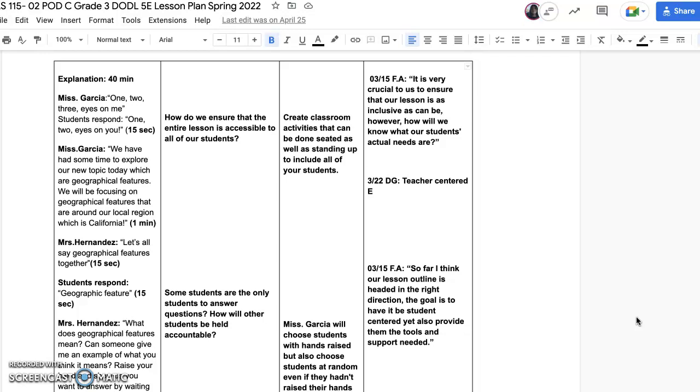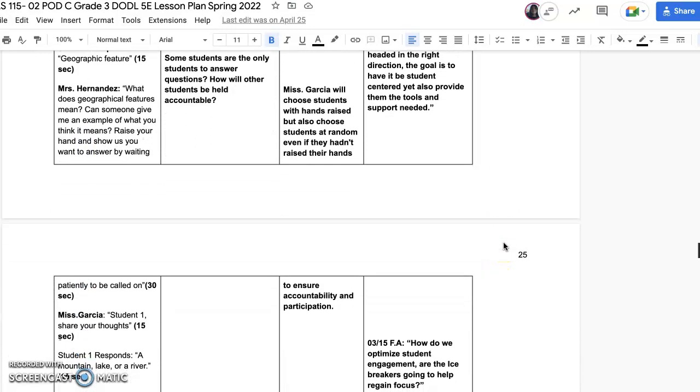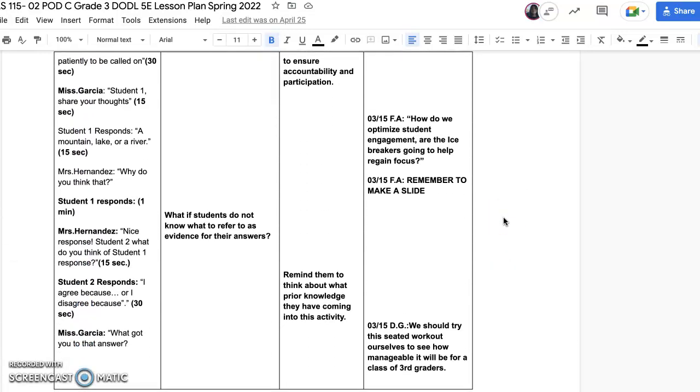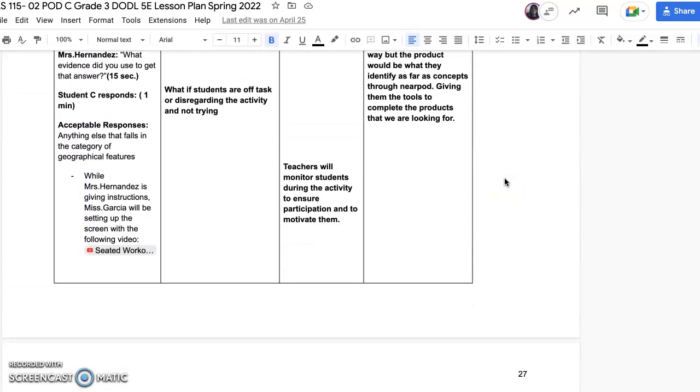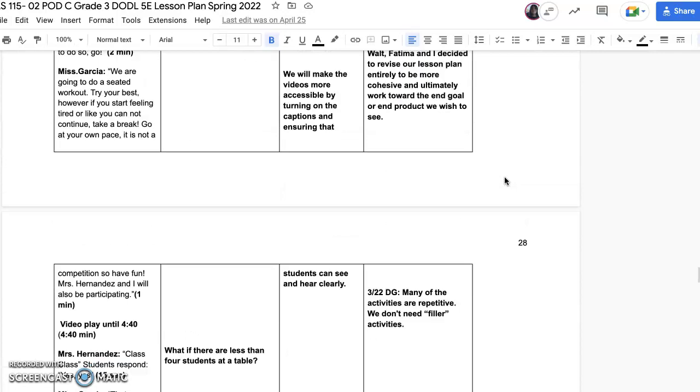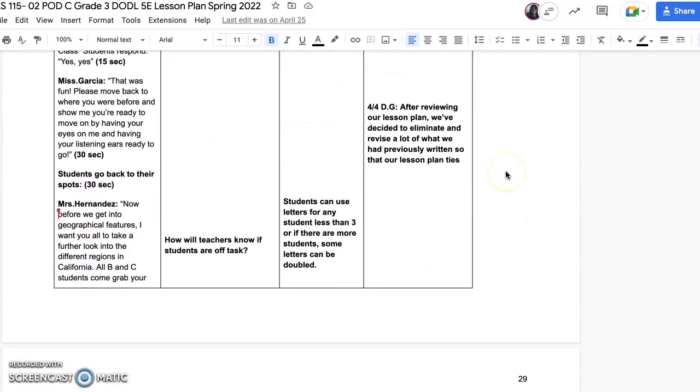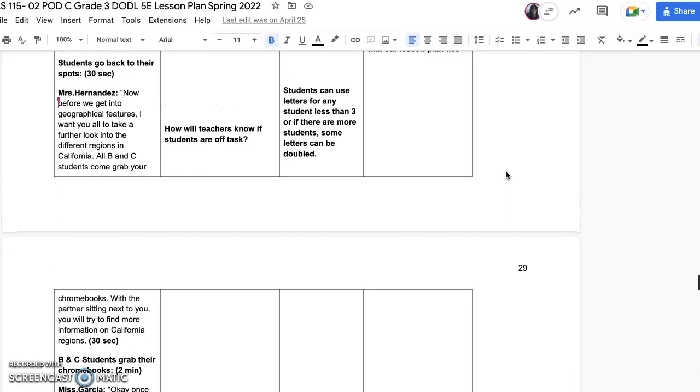So basically, I don't want to scroll too fast. I don't want to make you guys dizzy. But first, we have some dialogue. Students are being asked questions about geographical features. But then as we scroll down a little, we start asking the students to talk about certain features in certain regions. And so they actually start doing some of the research themselves.